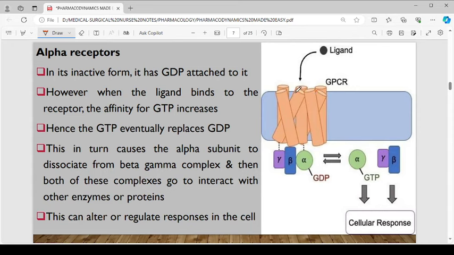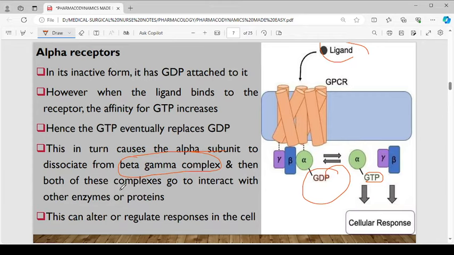All right. So in its inactive form, you find that the alpha subunit has a GDP, right? They have a GDP here, guys. So when a ligand comes and attaches to this receptor, the affinity for GTP will increase, and this leads to replacement of the GDP with the GTP. This in turn will cause the alpha subunit to dissociate from the beta gamma complex.